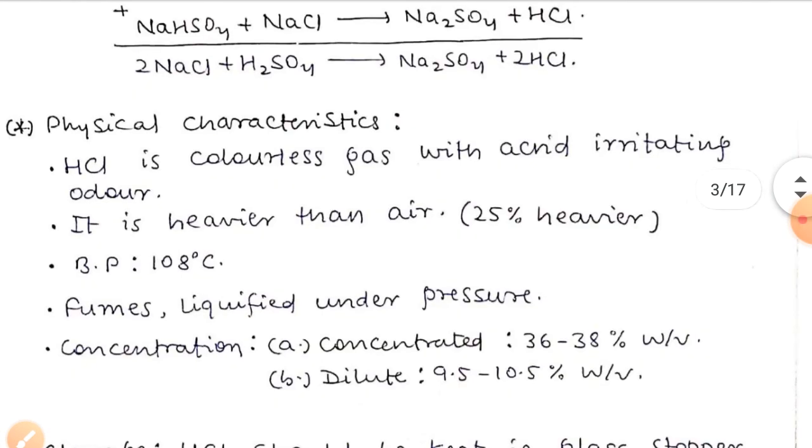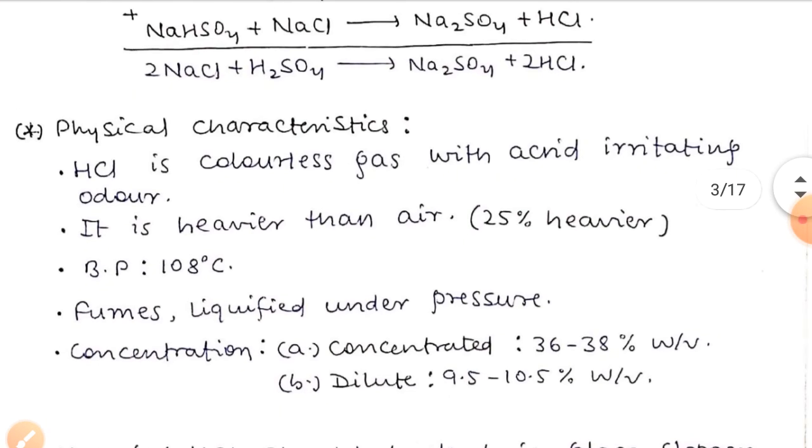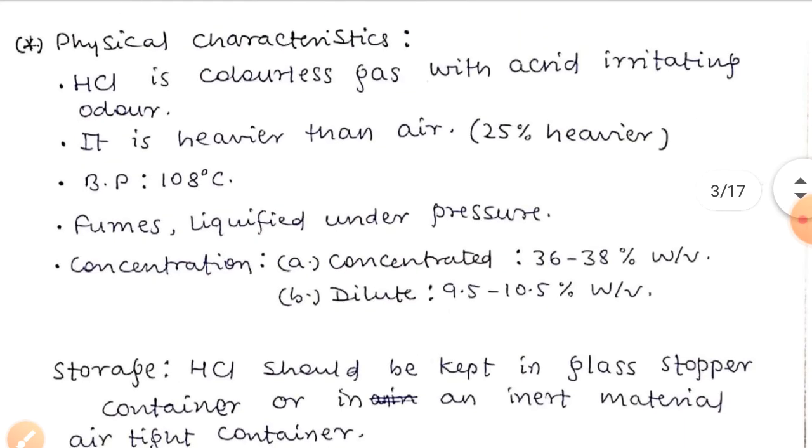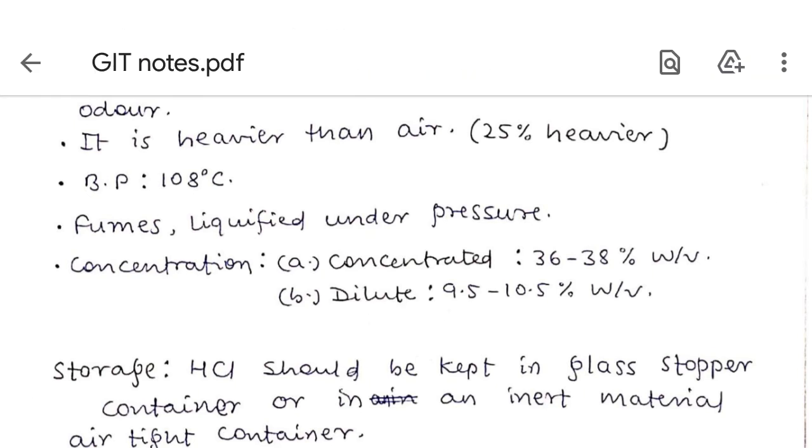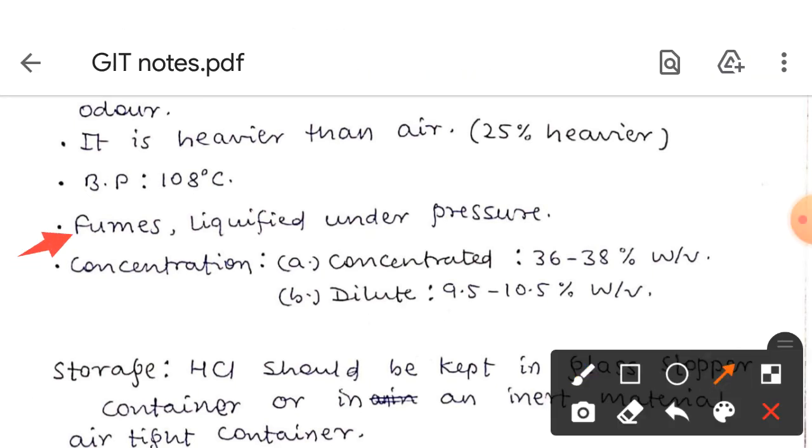So now we are discussing the physical characteristics. Hydrochloric acid is a colorless gas with an acidic, irritating odor. It is heavier than air, 25% heavier. Boiling point is about 108 degrees Celsius. Fumes liquefied under pressure. If the hydrochloric acid is concentrated, then it is 36 to 38% weight by volume, and if diluted it is about 9.5 to 10.5 weight by volume.